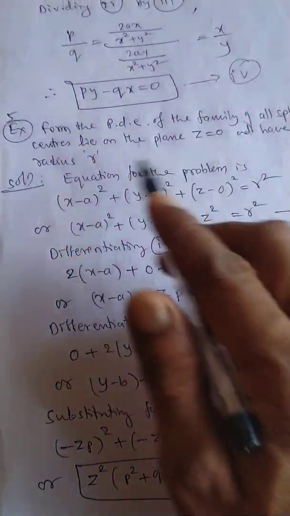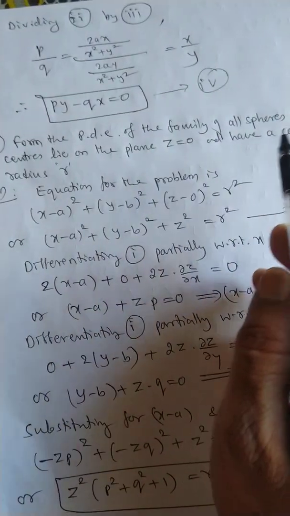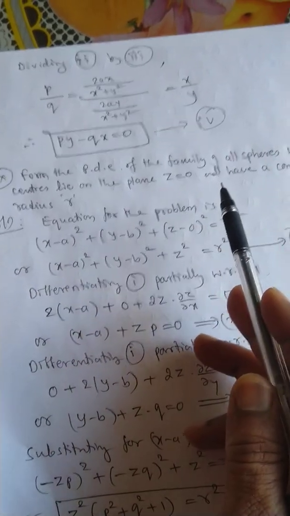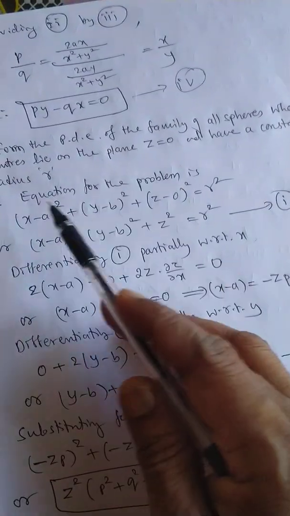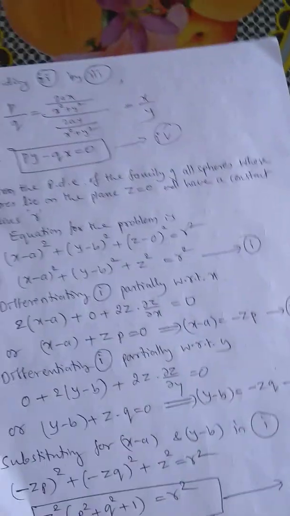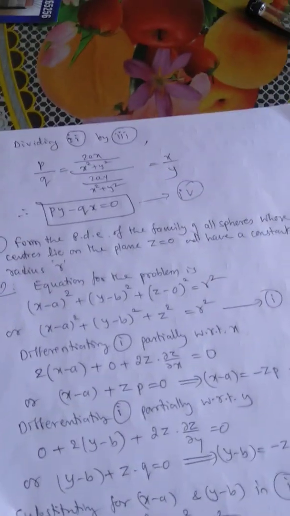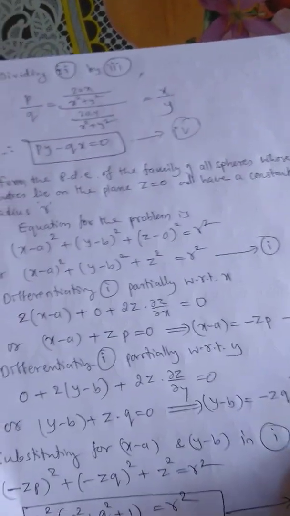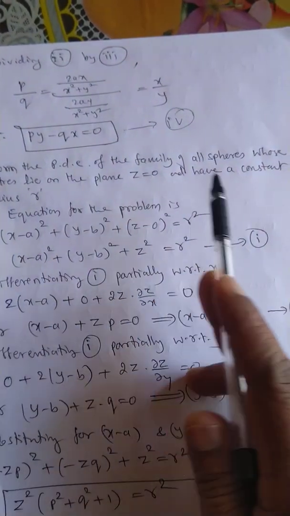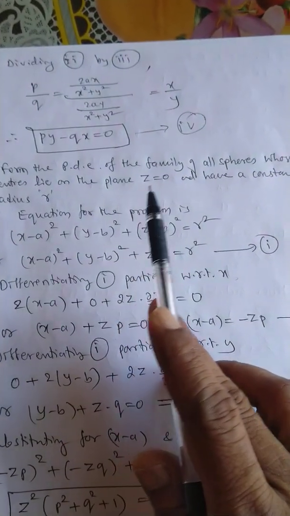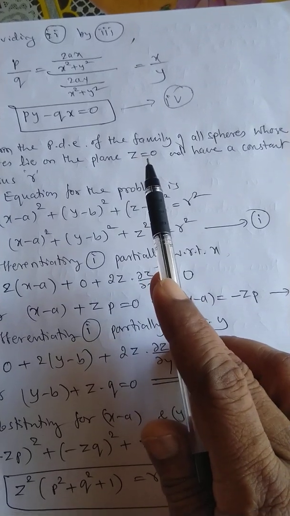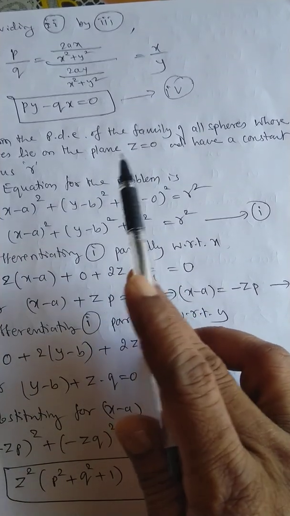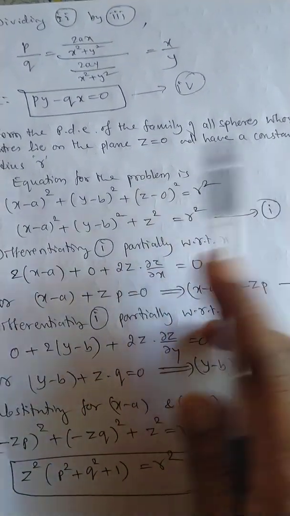Next, number 5: form the differential equation of the family of all spheres whose centers lie on the plane z equal to 0 and have constant radius r. Plane z equal to 0 means it is the xy plane. That means the centers lie on the xy plane and have constant radius r.